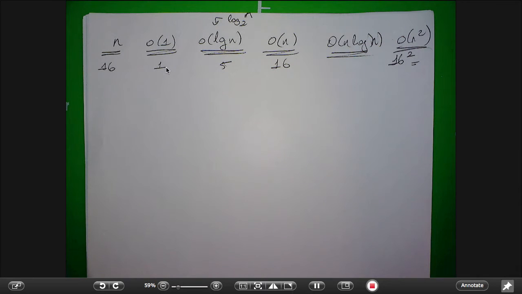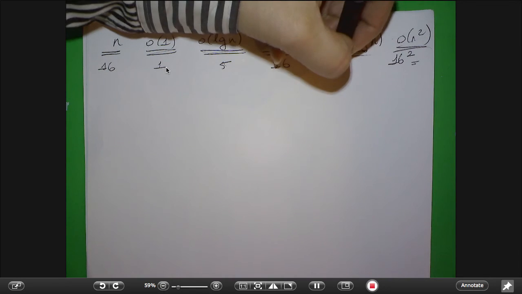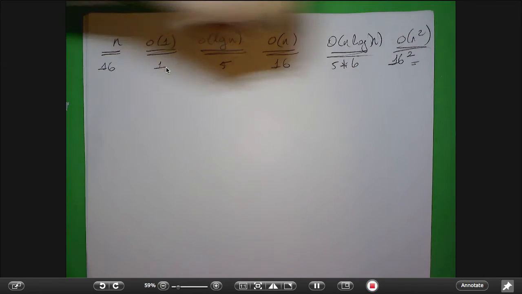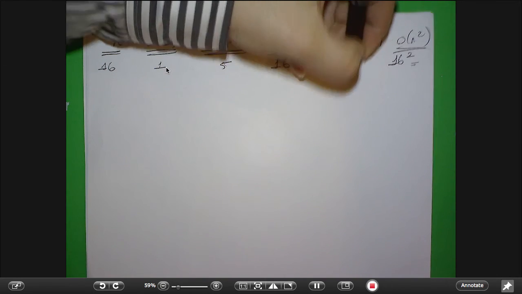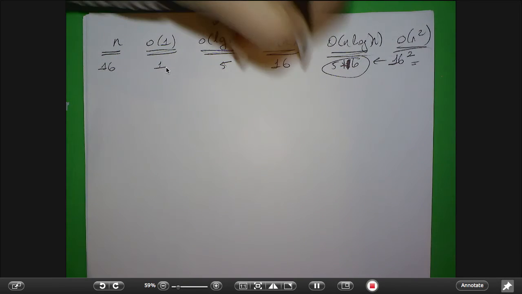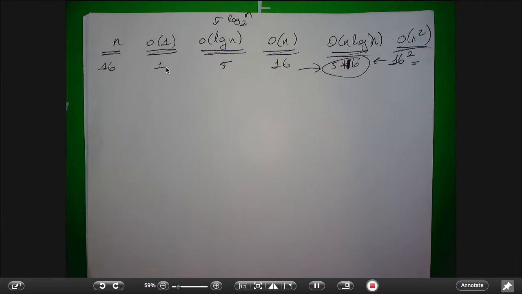Okay? And n log n, we haven't seen why you have n log n. It still is base 2. It would be something in between, so it will be 5 times 16. Okay? So it is less than n squared, but more than n.